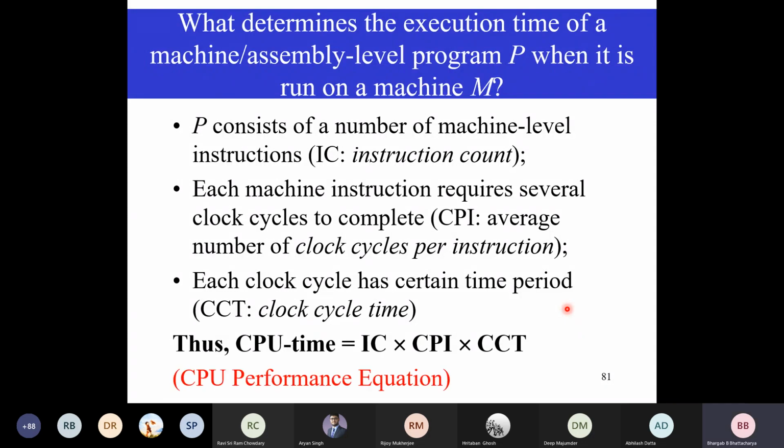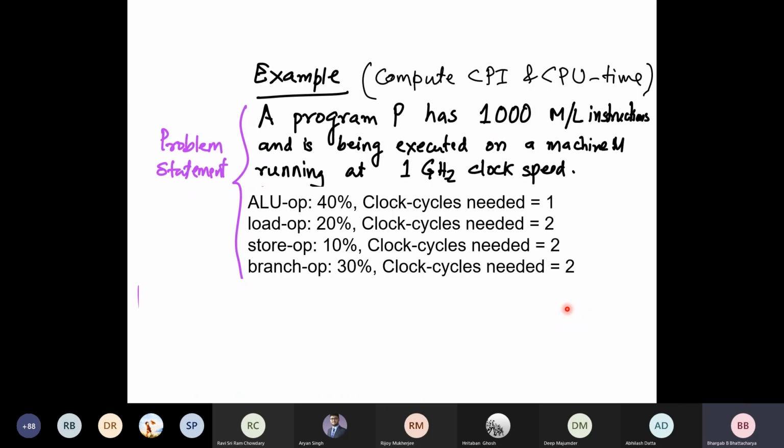This is known as the famous CPU performance equation. Remember this, very simple equation and easy to remember: IC times CPI times CCT. So here is an example. Maybe we'll look into this.